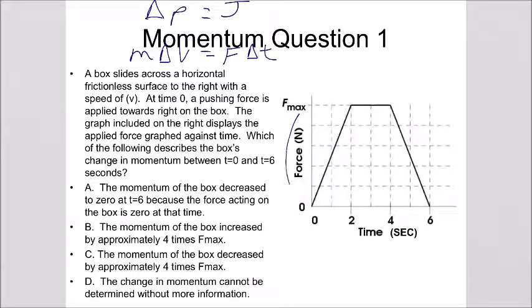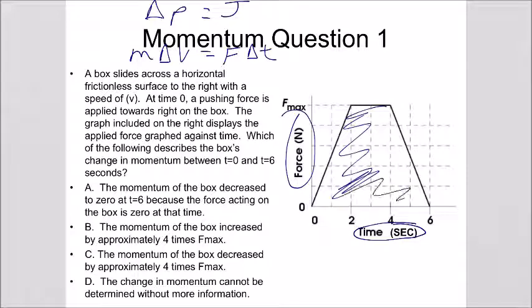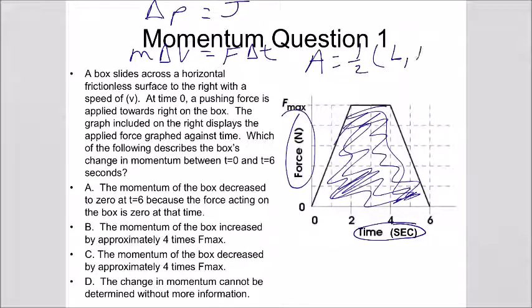Well, over here we have a force versus time graph. Remember that the area under the curve of a force versus time graph is equal to impulse. So let's find the impulse. Now our shape here is essentially a trapezoid. To find the area of a trapezoid, we say A equals 1/2 base 1 plus base 2 times height. So the bases are the lengths of the bases. So down here, this base has a length of 6, and up here, this base has a length of 2.